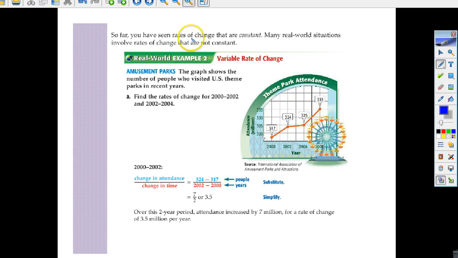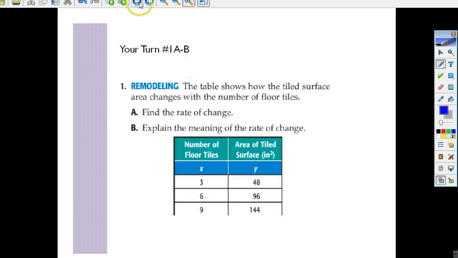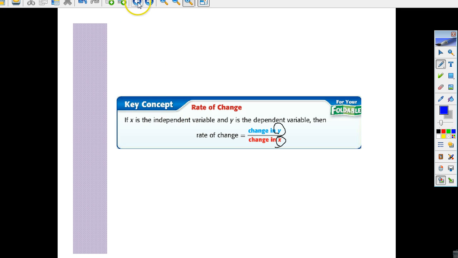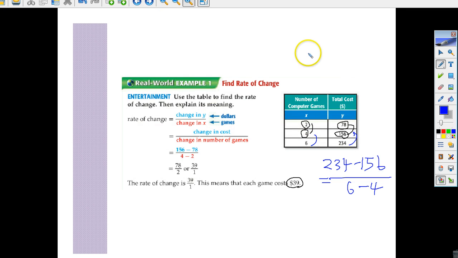So far you have seen rates of change that are constant. So it's constant, meaning it's one rate. Okay, so many real-world situations involve rates of change that are not constant. So when we're talking about constant, it's just one steady. So let's go back here. So for a rate like this, on a graph, it'll just look like this. That means it's constant. It starts at 0. You don't buy any, then you don't pay anything, right?